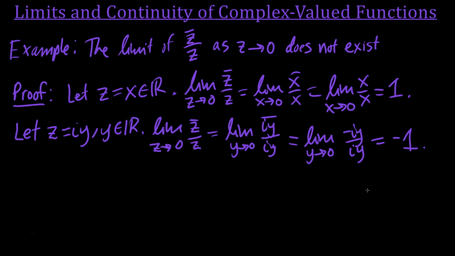And so when we approached 0 along the real axis, the limit was 1, but when we approached 0 along the imaginary axis, the limit was negative 1. And since the limits disagree on different restrictions, the limit does not exist according to the previous theorem.